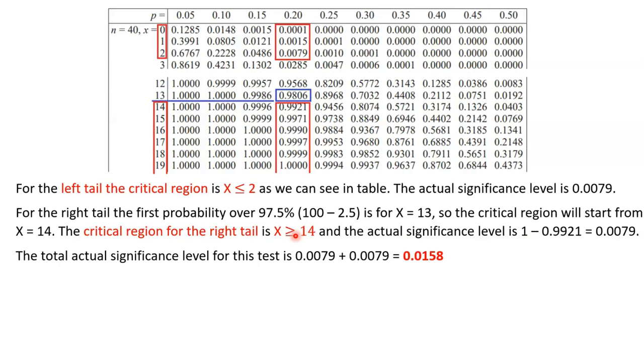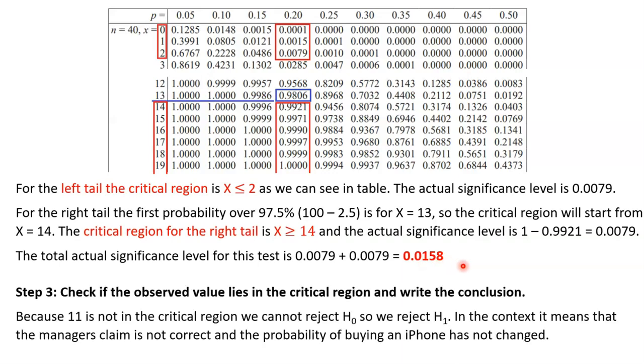The actual significance level of the left tail, as we can see here, is 0.0079. The right tail is 1 minus 0.9921, which is surprisingly the same, 0.0079. And so the actual significance level for the whole test is 0.0158.